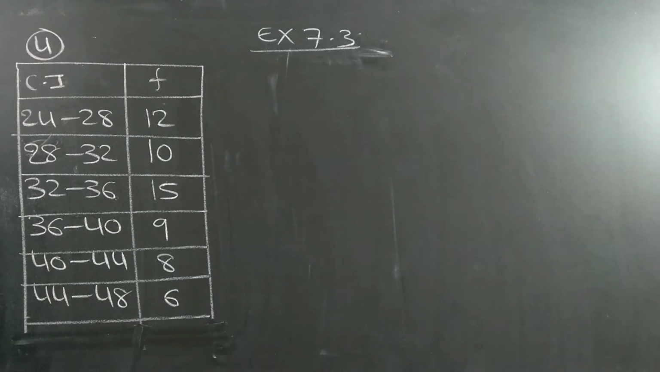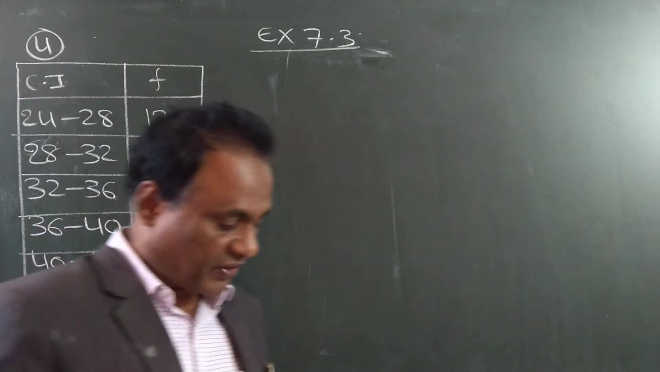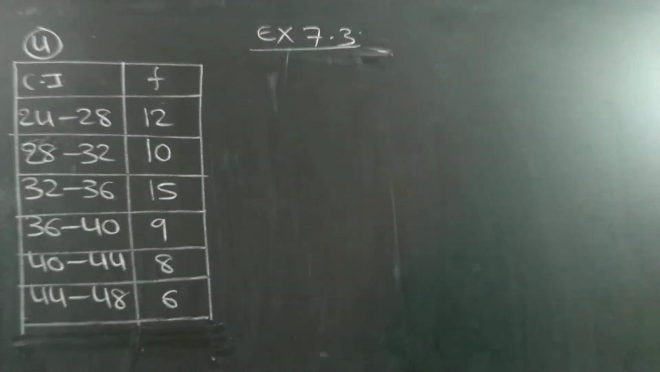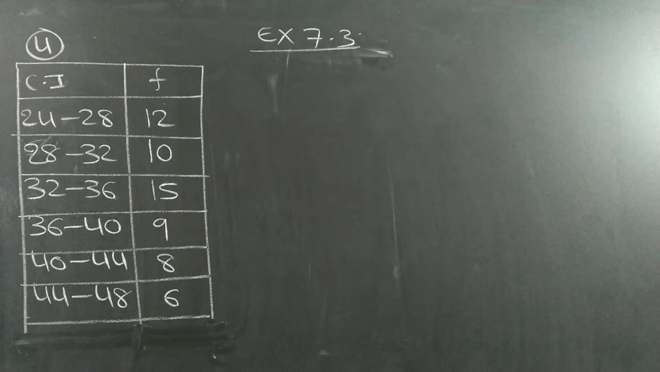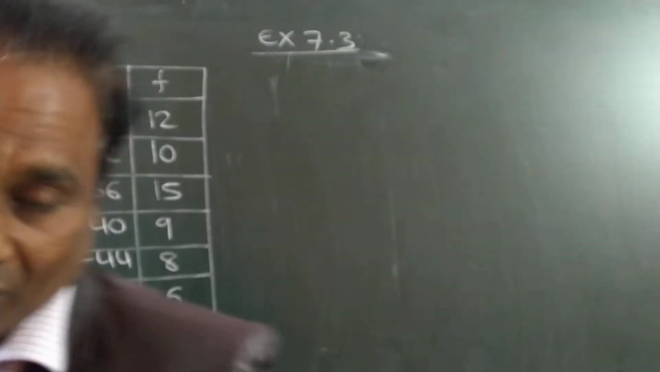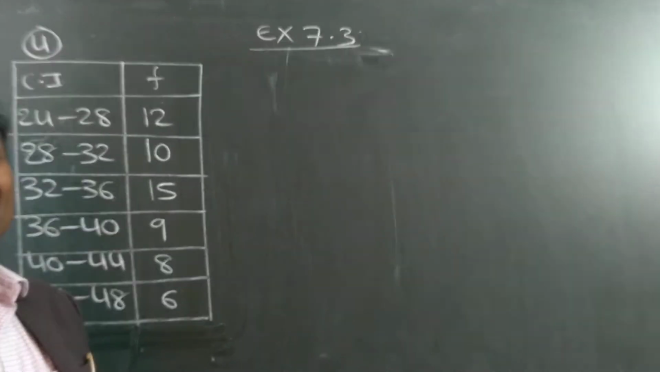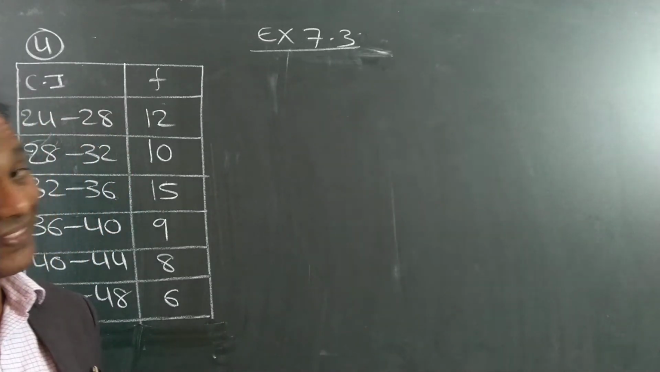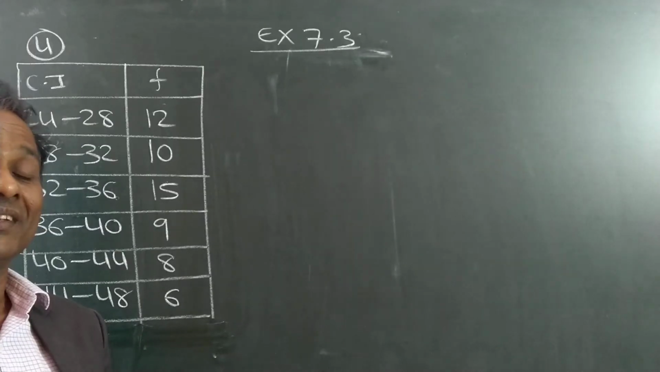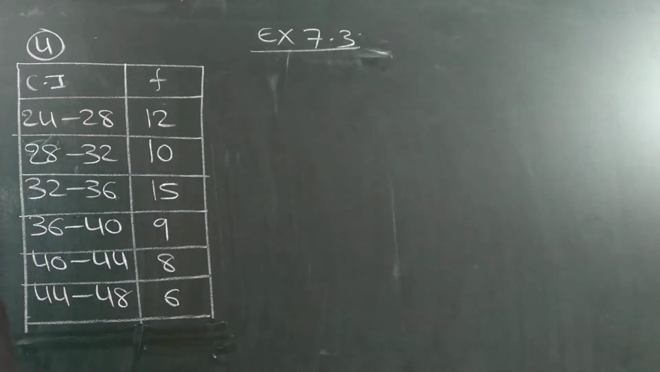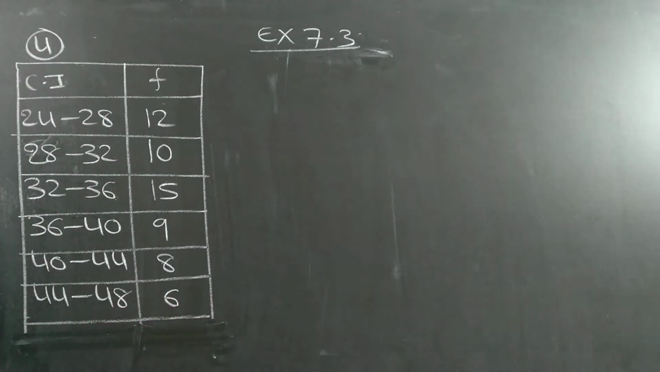Frequencies 12, 10, 15, 9, 8, 6. Construct frequency polygon and frequency curve. Students, actually this is difficult. Even in 9th and 10th class these problems will repeat. Graphs are a little difficult. Of course both are similar, just a slight difference I will explain.